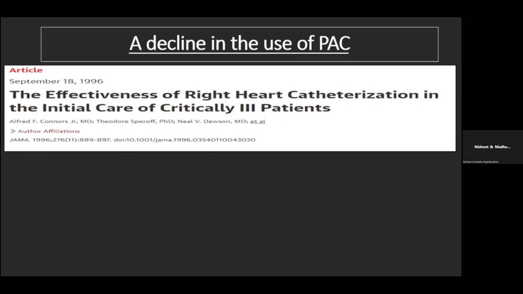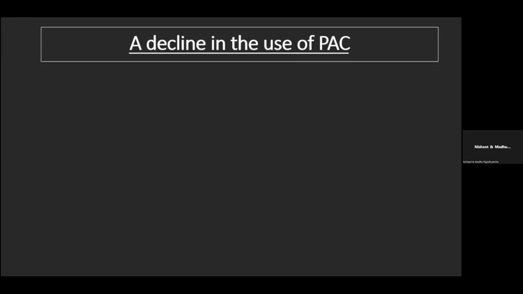The PAC was useful to measure the intracardiac pressures and cardiac output, and it had better correlation with the left-sided heart pressures, unlike the CVP. Additionally, it also helped us derive multiple hemodynamic and oxygenation related parameters. Hence, its use was increasing in the 1970s and 80s.